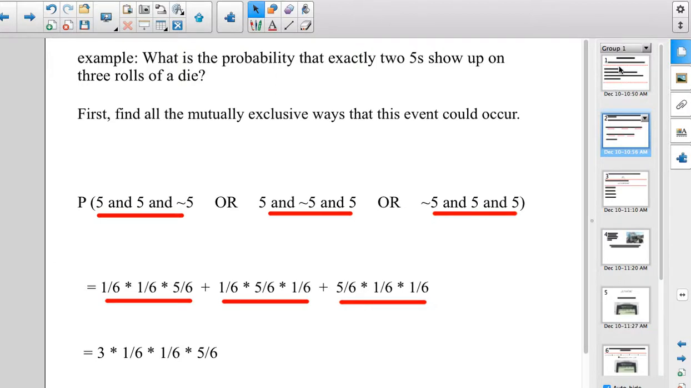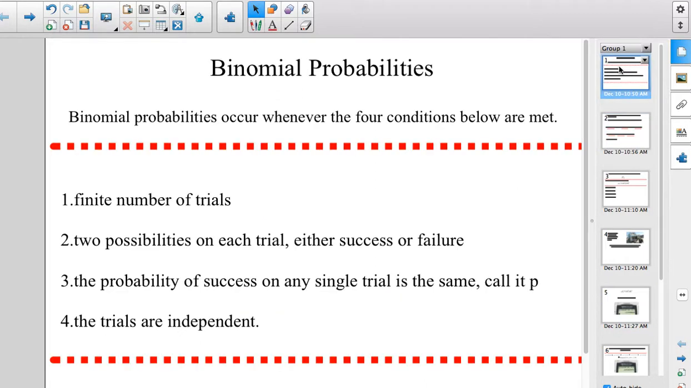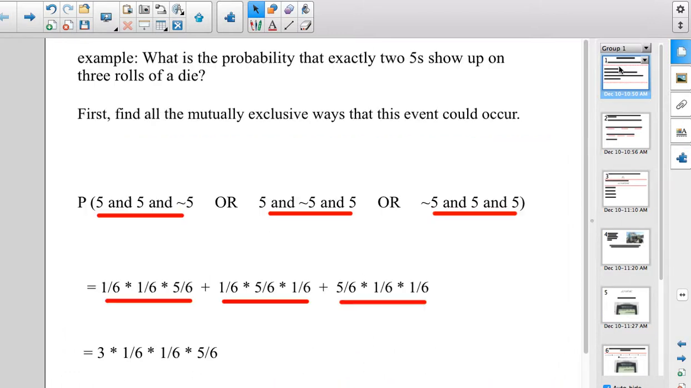So for example, what's the probability that exactly 2 5s show up on 3 rolls of a die? Well, let's think about this first. There's a finite number of trials because there's 3 rolls of a die. The probability of success is the same on any single trial. It's 1 out of 6. The trials are independent. And there are 2 possible outcomes, either success or failure on each trial.